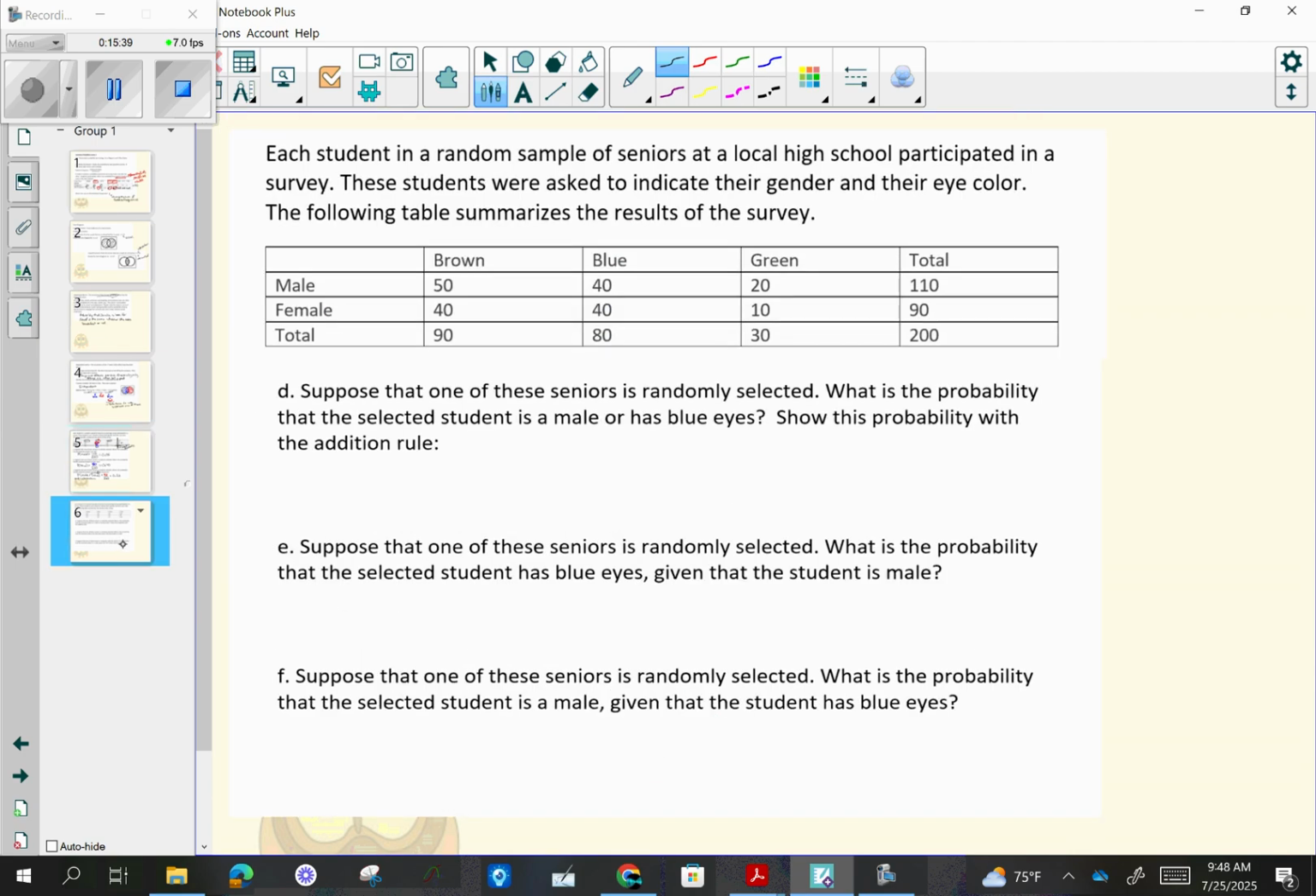Same chart on this page. I just did another page to make sure we can see what we're looking at. In D, it says, suppose that one of these seniors is randomly selected. What's the probability a selected student is male or has blue eyes? So again, with that probability notation, we want male or blue. Okay, this one, when you look at or, I'm actually going to replace that word or with the symbol. The symbol for or is union.